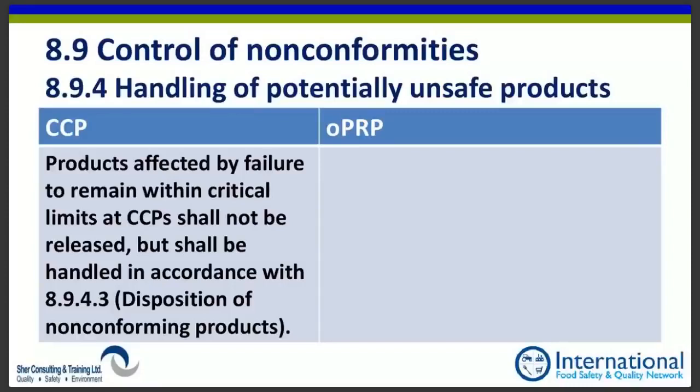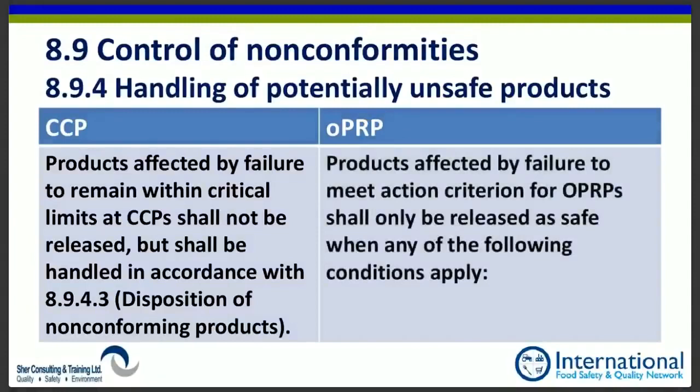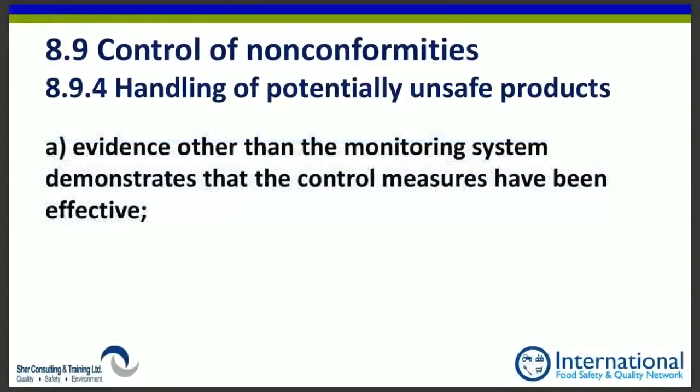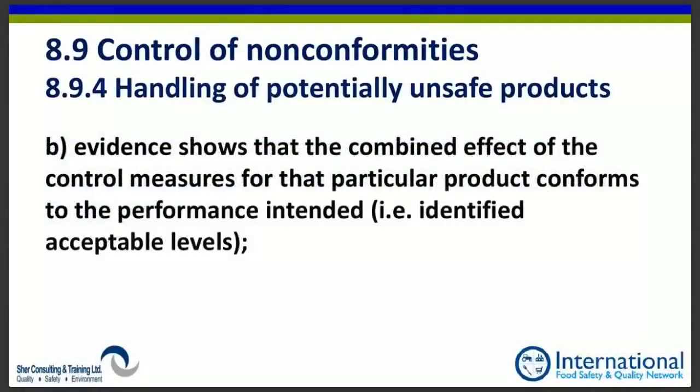OPRPs, on the other hand, products affected by failure to meet action criteria for OPRP shall only be released as safe when any of the following conditions apply, and then we have ways to release it as safe. So it says, okay, if you have evidence other than monitoring that the control measures have been effective, you can release it. If you have evidence that combined effective control measures have conformed to the performance intended, you can release it.